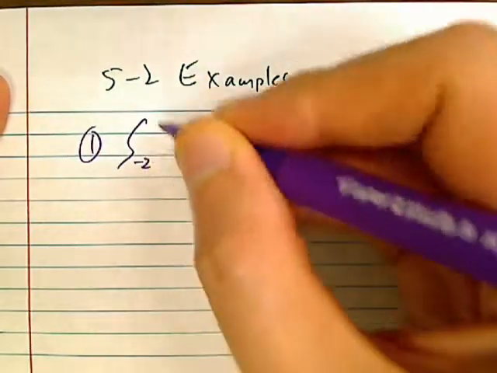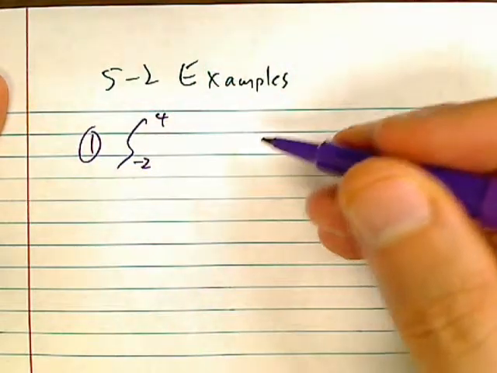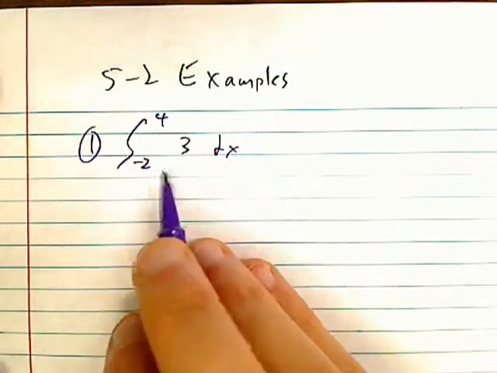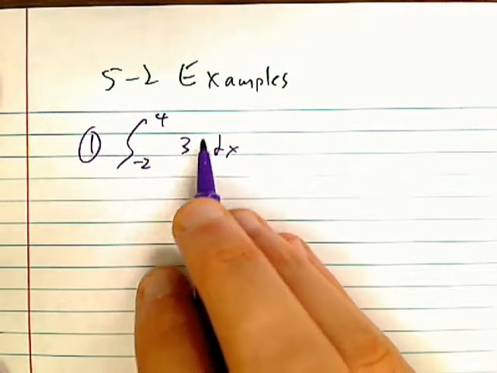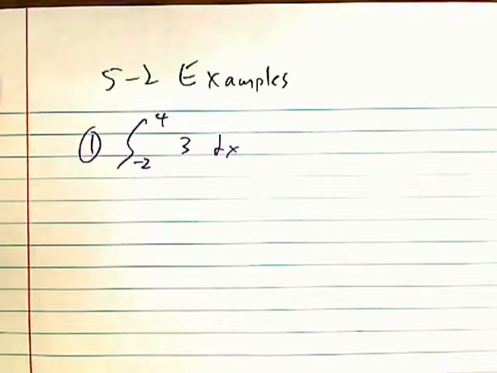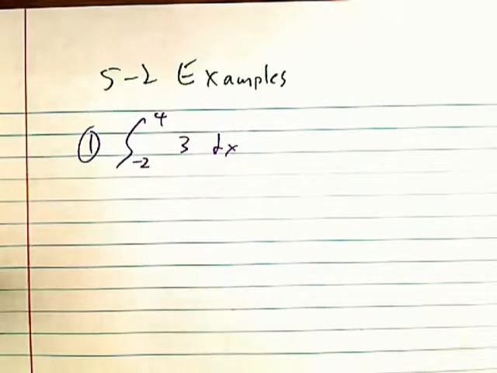So from -2 to 4, I want to find the integral of 3 dx. And this x here should match the x in here if there is one, but there's not because it's a constant function. We call that a dummy variable. That variable will go away. We're just going to have a number at the end.